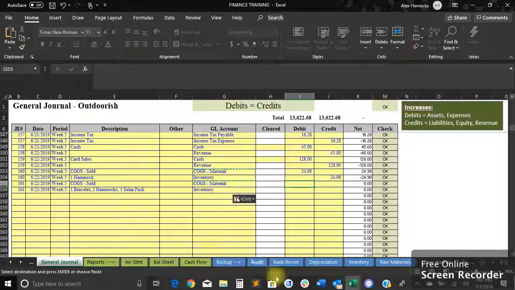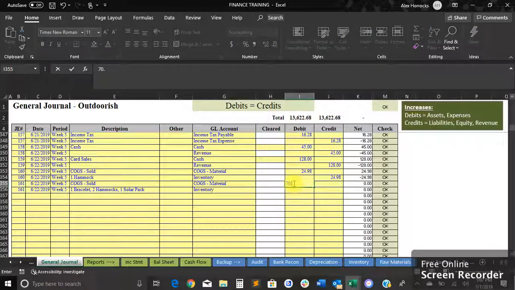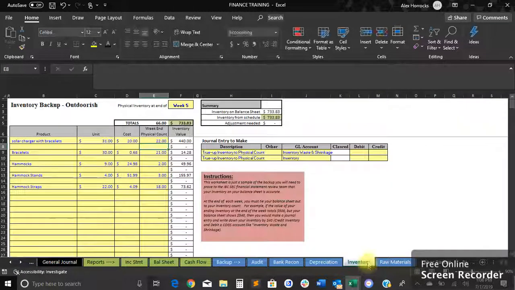Now go back to your inventory tab. There was, let's see, 1 bracelet sold. Oops, that's going to be 21. Start from 21. 1 bracelet sold, 2 hammocks, and 1 solar charger. So the amount that we need to account for there is 7064. If you go back, it's evened out. So this helps you stay on top of your physical audits and all that stuff.